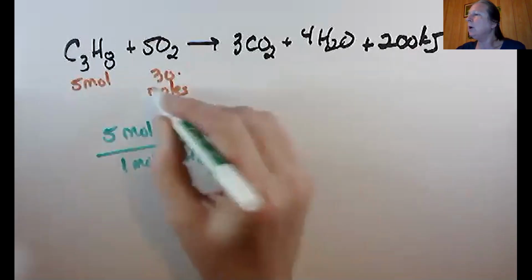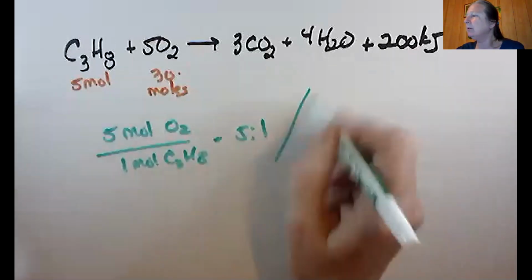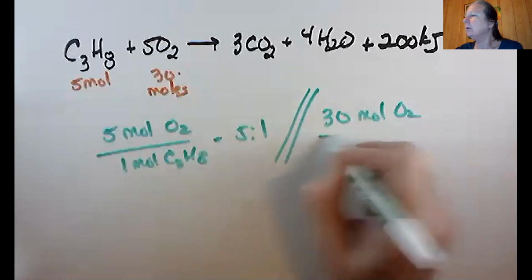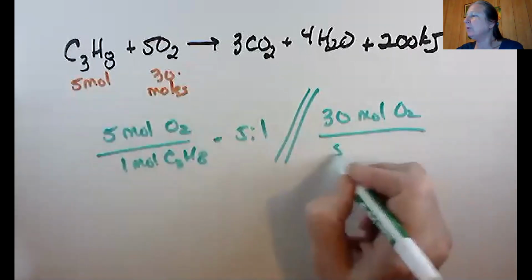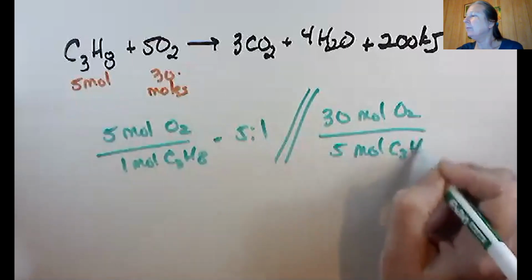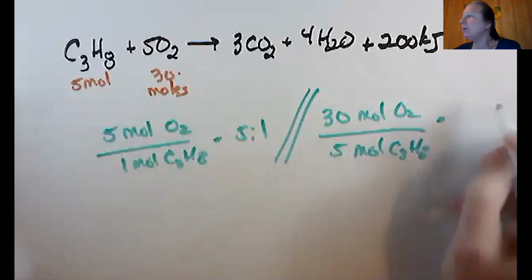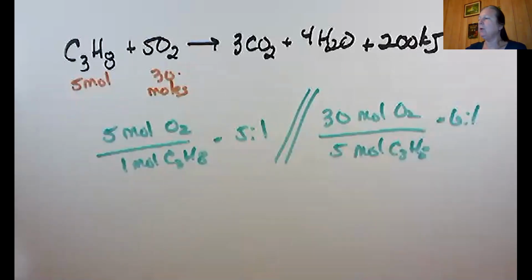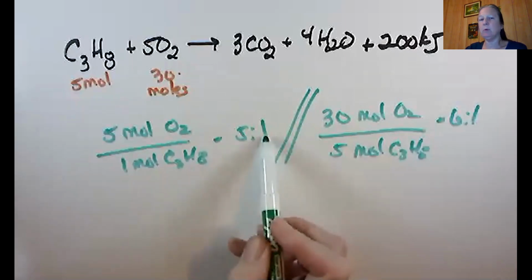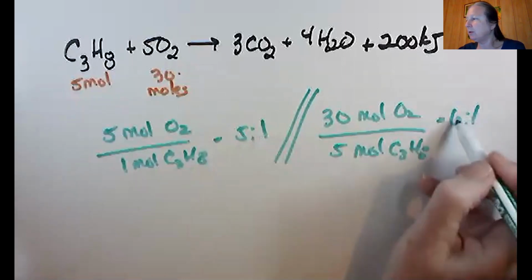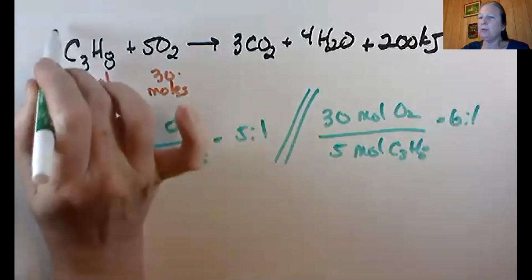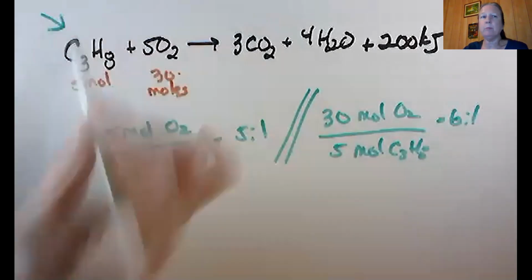Okay. What do I actually have of oxygen? I have 30 moles and I have 5 moles of propane. So this is a 6-to-1 ratio. So yes, I have enough oxygen. I need at least 5 oxygens for every 1 hydrocarbon. I have 6. So I have enough oxygen. Therefore, my limiting reagent must be my propane.